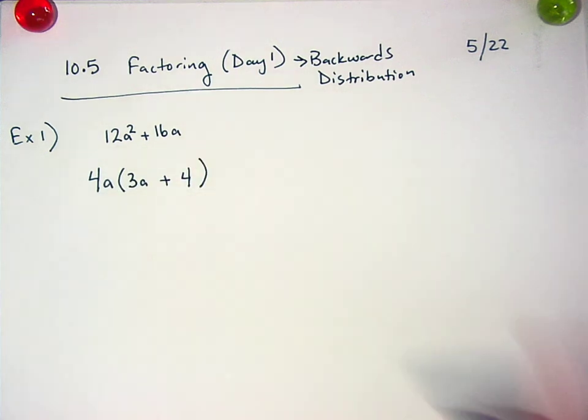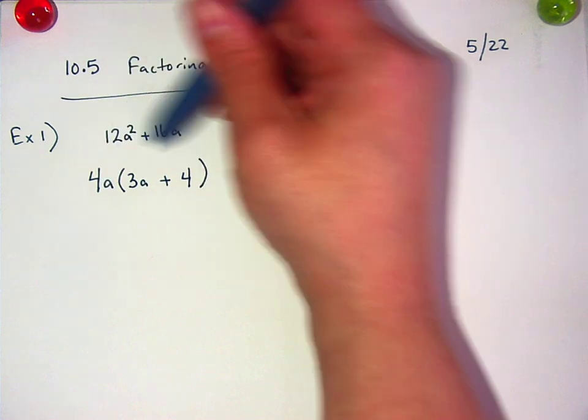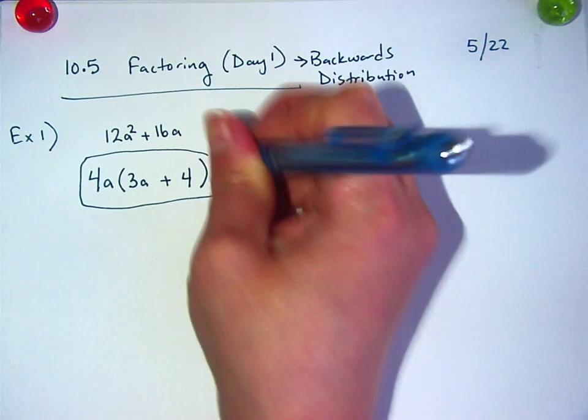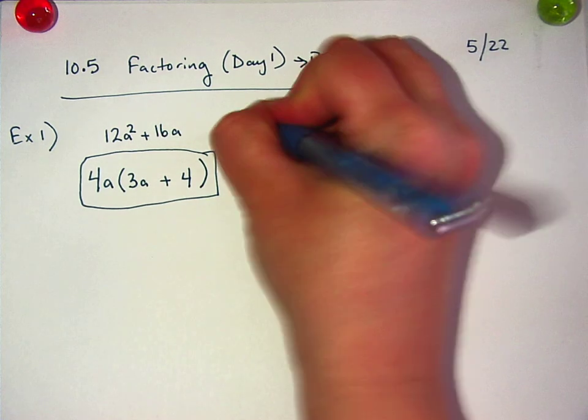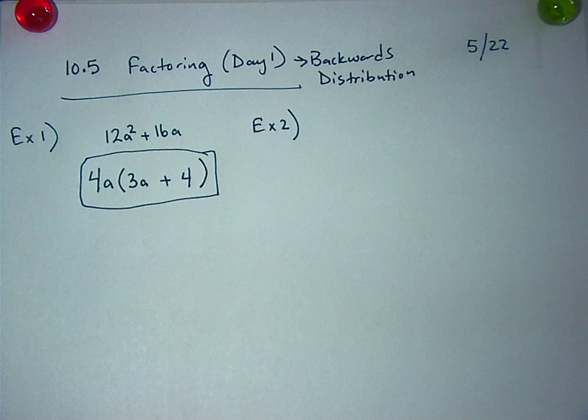Do you see how I can figure out if I'm right? Because if I distribute back in my head, I get 12a squared and 16a. This is it. This is all we're doing. That's all you did. Yes, it's just practicing this backwards thing. You try it with your partner right now. Let's try this one.